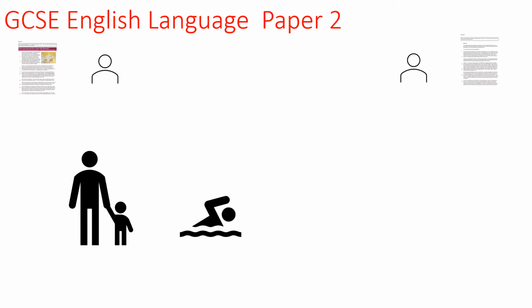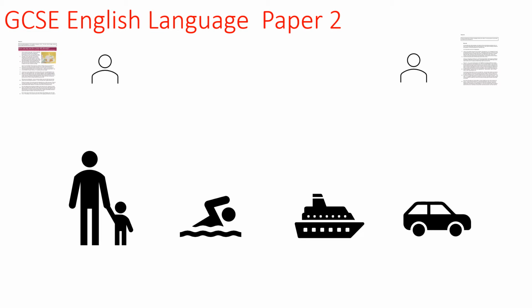Now the paper itself will look at different topics. Previous topics that we've had are children, looking at a sport, looking at boats and vehicles, but it could be absolutely anything. So what the examiner will do is choose something that most people will be familiar with. So it won't be something strange and bizarre, but it will be something that you'll know of, and we're looking at two different people's perspective on it.